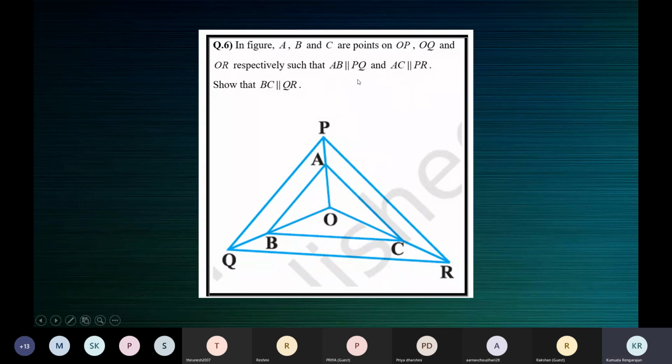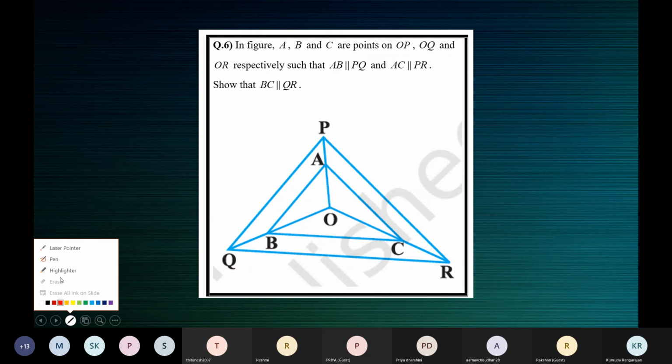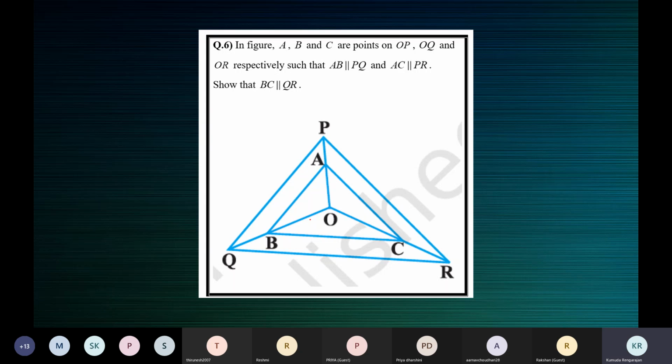All right, children, in triangle OPQ, look at only this triangle and ignore the others. In this triangle, AB is parallel to PQ. So what's the result by BPT? PA by OA is equal to QB by OB. PQ by QO, ma'am.